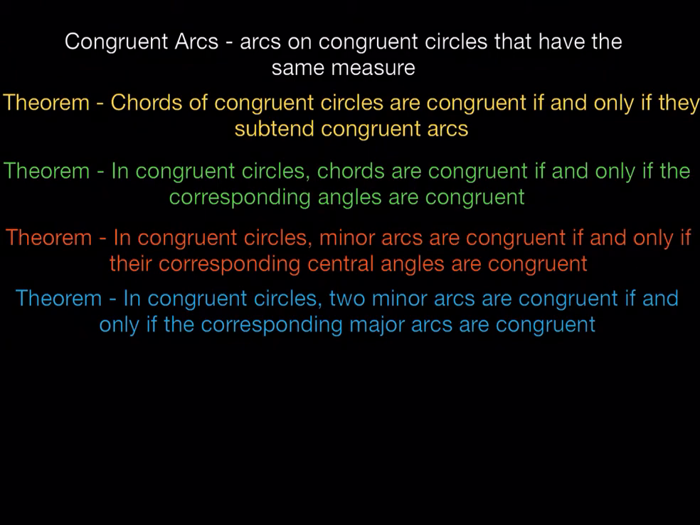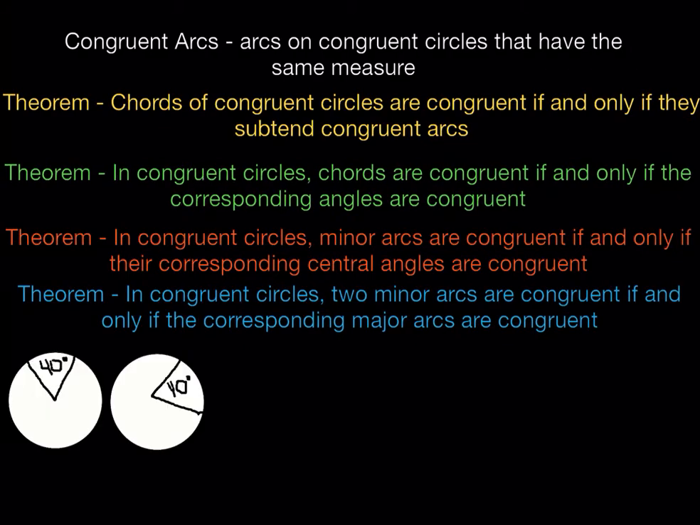Now, I've listed a definition and 4 biconditional theorems. We're going to take a look at these. Congruent arcs are arcs on congruent circles that have the same measure. So if you have one arc measuring 40 degrees on one circle, and you have another arc on a congruent circle measuring 40 degrees, then these arcs are said to be congruent.